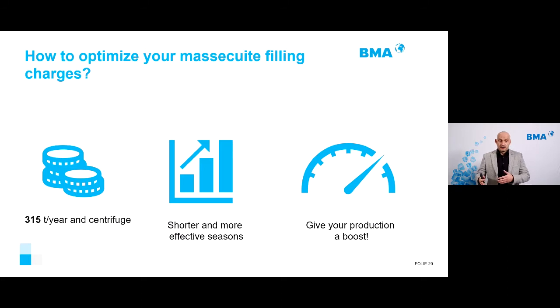And of course, because we are not diluting so much sugar and we are not recirculating so much sugar, your season, your campaign will be shorter and effective. That means you will save more money in normal cost because your campaign will be shorter. You will save more money because of the energy, and you give the production a boost, and you will get the production that you need and you deserve.